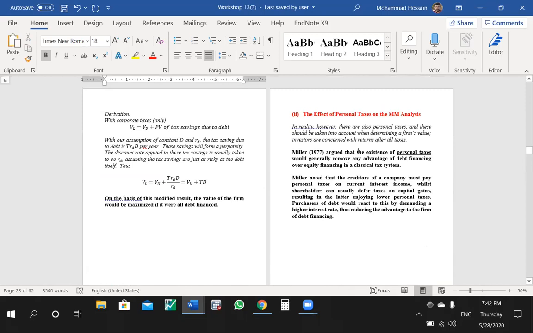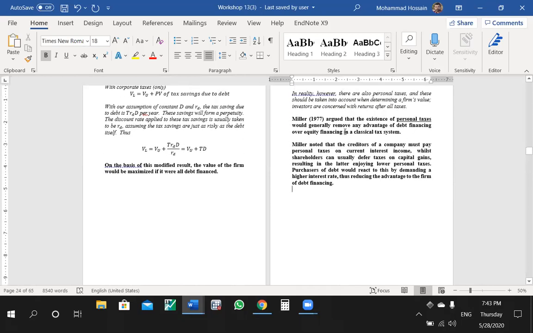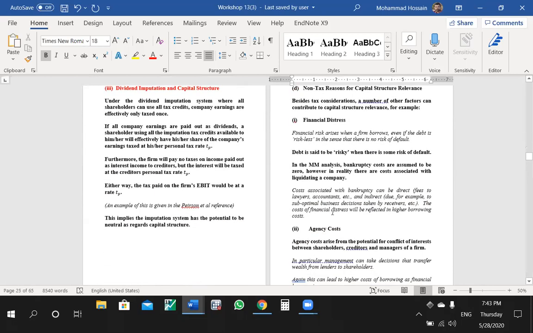Another thing, the effect of personal taxes on MM analysis. Personal tax rate in Australia is sometimes higher, sometimes lower. That's why we call it the marginal tax rate. In reality, however, there are also personal taxes, and this should be taken into account when determining the firm's value.